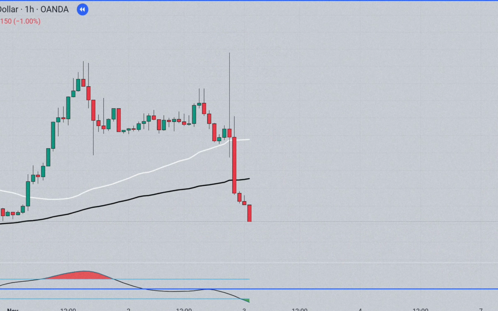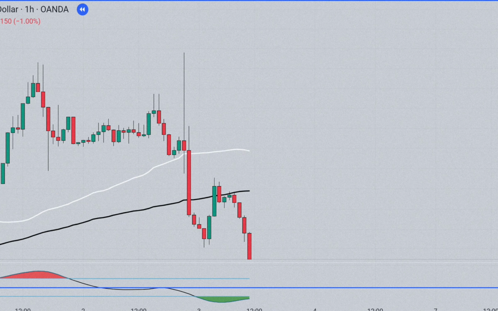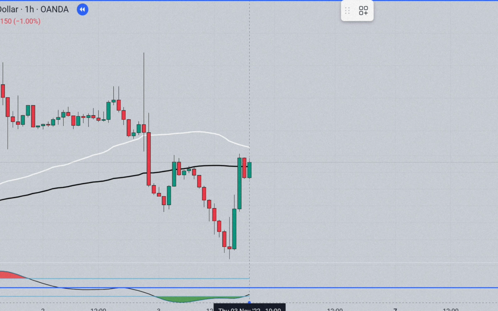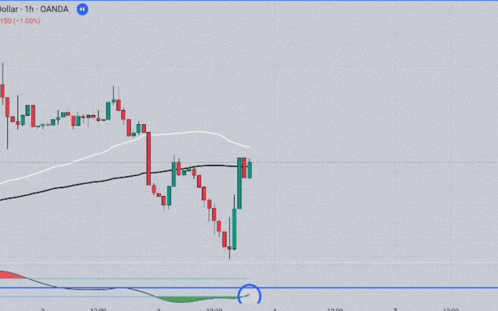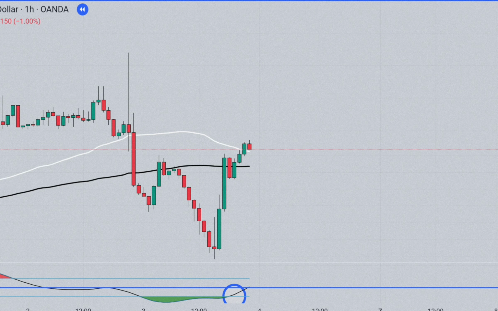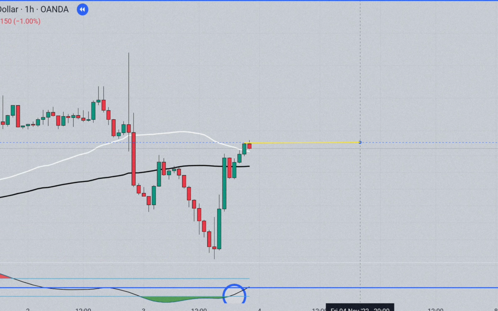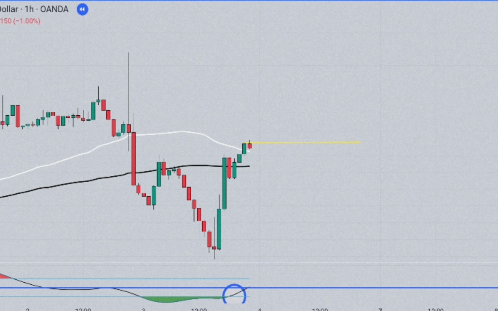Let's look at another example. The Stochastic Momentum Index indicator crossed above its lower line. A green candlestick crossed above both moving average lines.